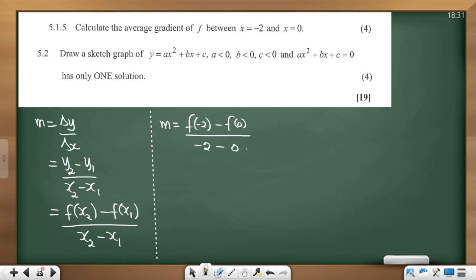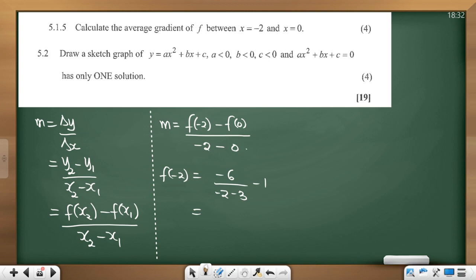Take note of that. Function notation. F of minus 2 and f of 0. What do we mean by f of minus 2? We substitute. So let's find f of minus 2. It is going to be minus 6 over minus 2. All right, what would that be? Is it minus 6 though? Yeah, it's minus 6.